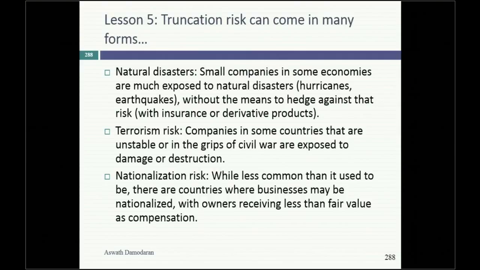And finally, we talked about truncation risk, we talked about distress risk. With emerging market companies, you can also have other risks. I remember doing a valuation seminar in Antigua. Why was I doing a valuation seminar in Antigua? It was a really bad winter, I think, and I said, invite me anywhere that's warm. And I ended up in Antigua talking about valuation.